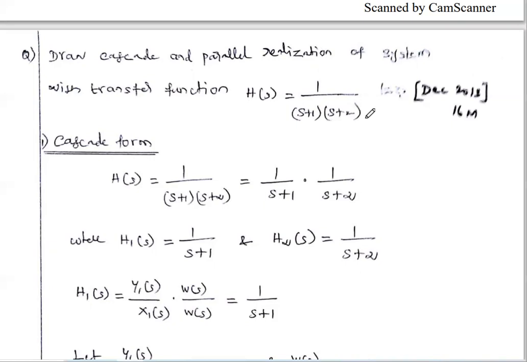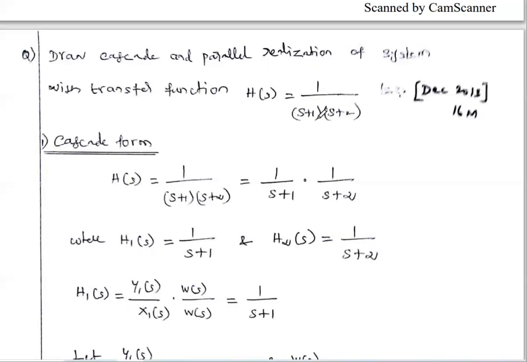Directly the transfer function is given. If a time domain equation is given, we have to take the Laplace transform and convert it into a transfer function. But here the transfer function is directly given. So what is the order of the system?